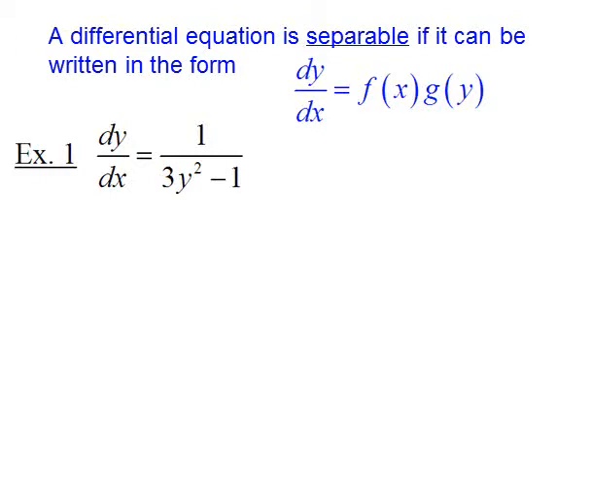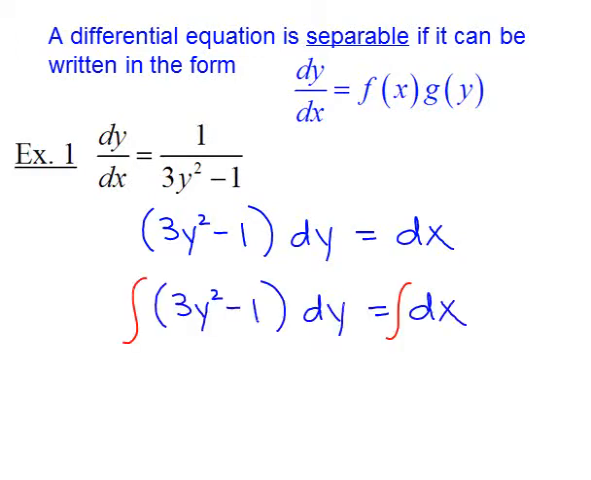Consider the first example. dy/dx equals 1 over 3y squared minus 1. Start by using multiplication or division to separate the x's and y's on different sides. That can be accomplished here by cross-multiplying. Anti-differentiate both sides to eliminate the dy and dx. After anti-differentiating, we only need to write plus a constant on one side.